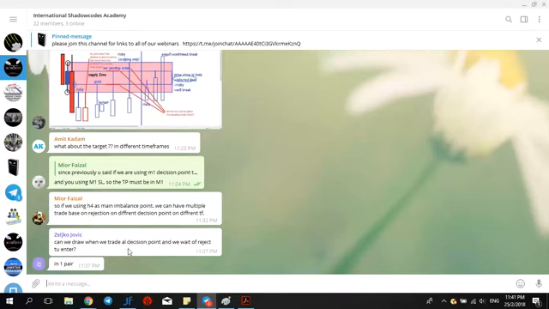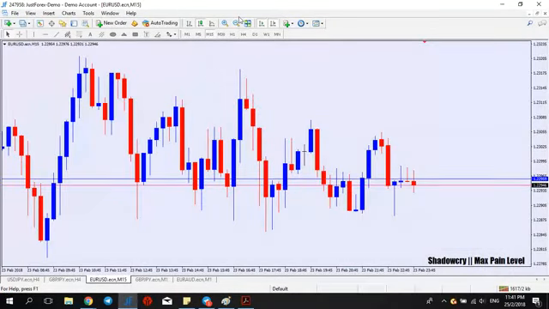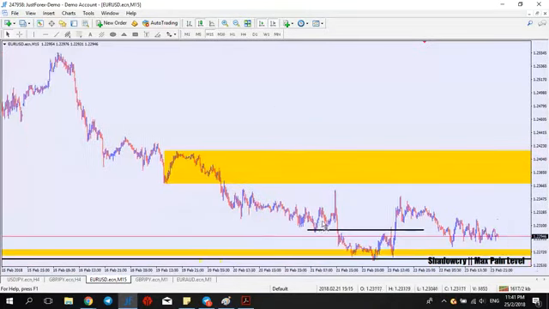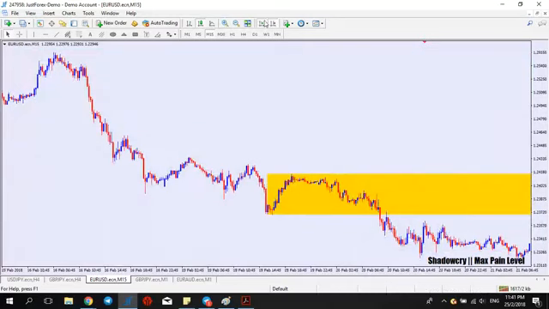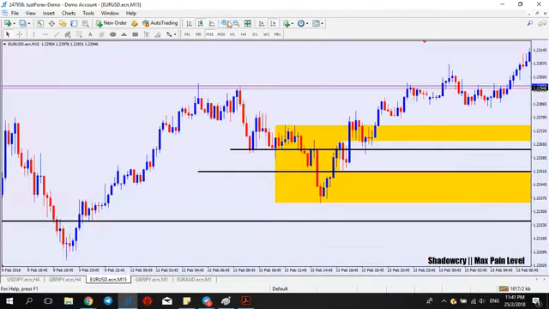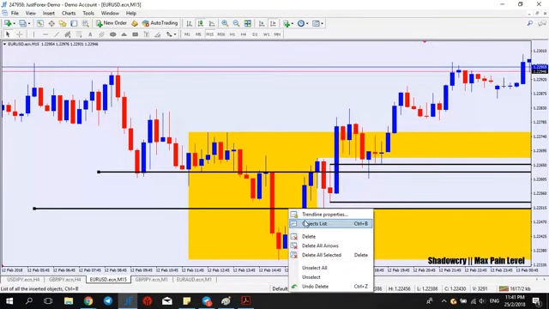Can we draw all decision points when we trade and wait for rejection to enter in one pair? You can draw the important ones only, because most of the decision points will sometimes break. Okay, let's go to the lower time frame M15. All right, so over here you have a few decision points. Over here, over here. I will delete this one.